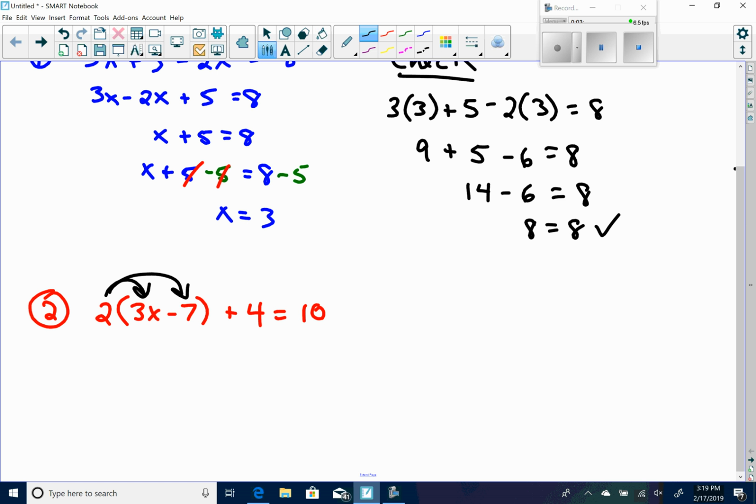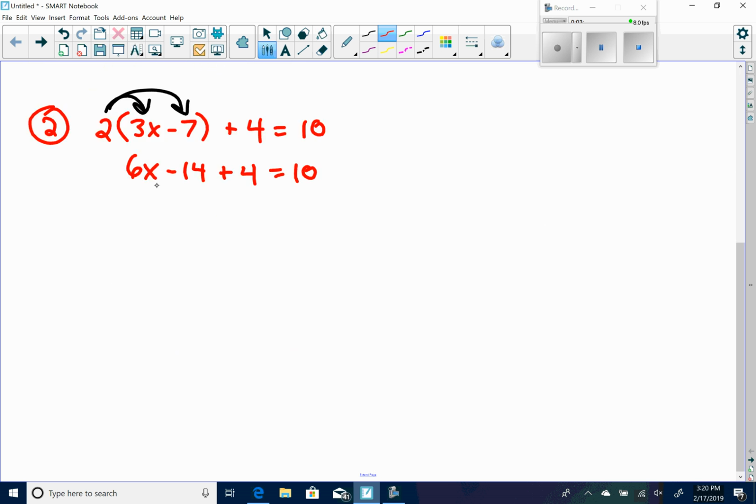As soon as I do that, it's going to turn back into what we had to do in the previous example here. So 2 times 3x will give me a 6x. This is really 2 times a negative 7, which will give me a negative 14 plus 4 is equal to 10. Now I still have some like terms over here. Even though I only have one variable term, I have these two numbers that it would be a lot easier if I would combine here.